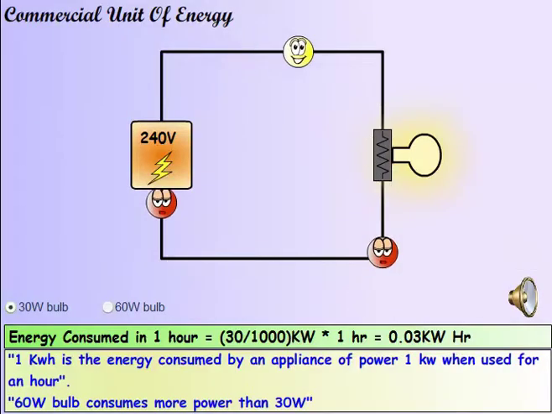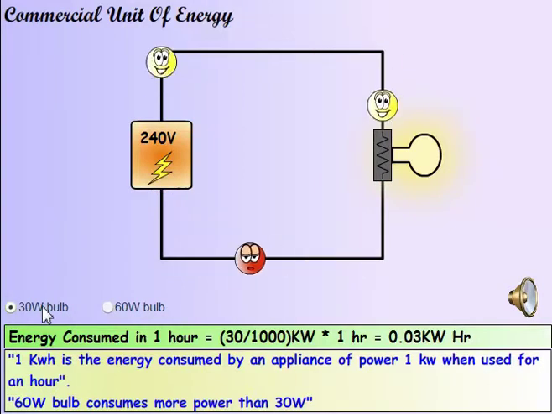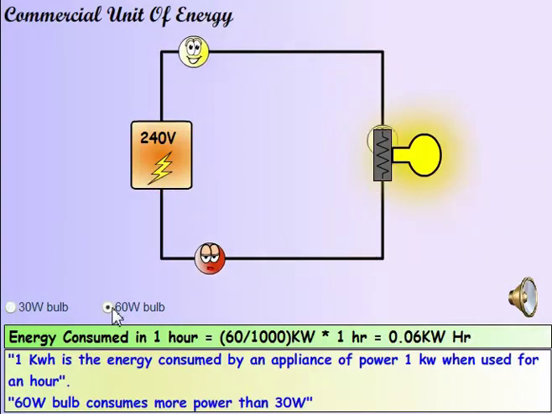A 60-watt bulb would consume twice as much energy as a 30-watt bulb. So, if you replaced all your 30-watt bulbs with 60-watt bulbs, your power bill would double.